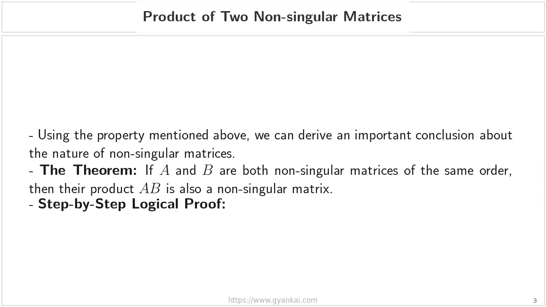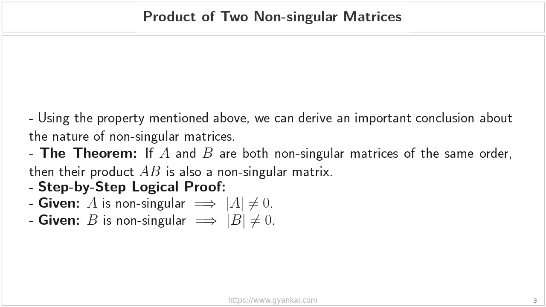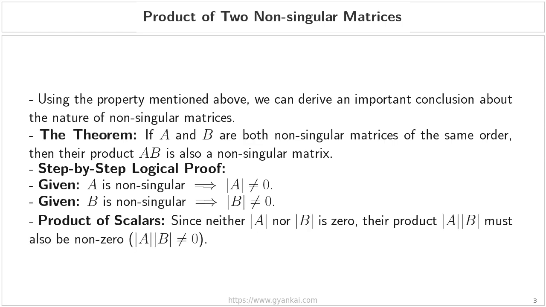To understand why this is true, let's walk through a step-by-step logical proof. First, let's look at what we are given. We are given that matrix A is non-singular, which, as we learned in our first slide, means that the determinant of A is not equal to 0. Similarly, we are given that matrix B is non-singular, which means the determinant of B is also not equal to 0.